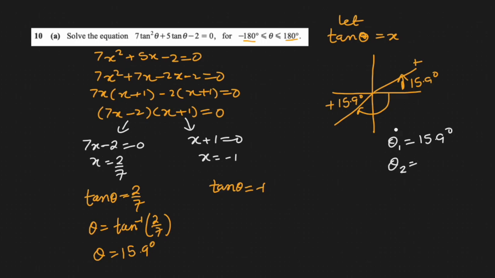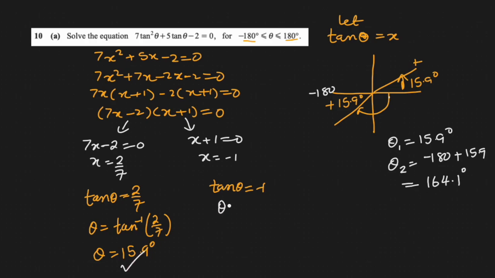Second answer will be in negative direction, minus 180. In this direction is positive 180, in this direction it is minus 180. But minus 180 plus 15.9, and that should be minus 164.1 degrees, right? So this one is done.